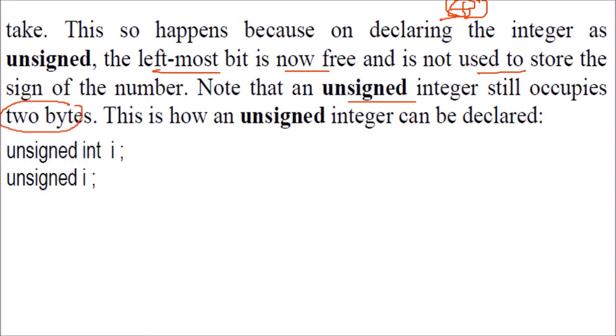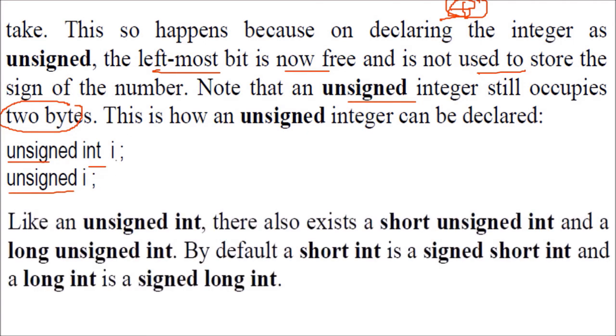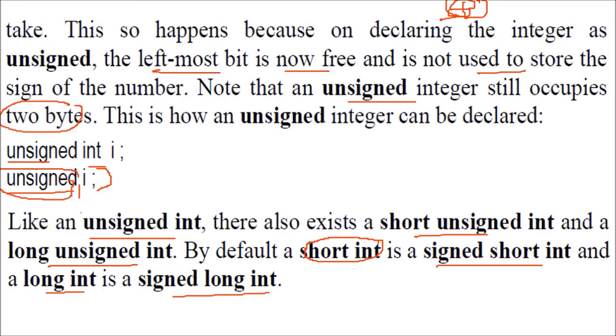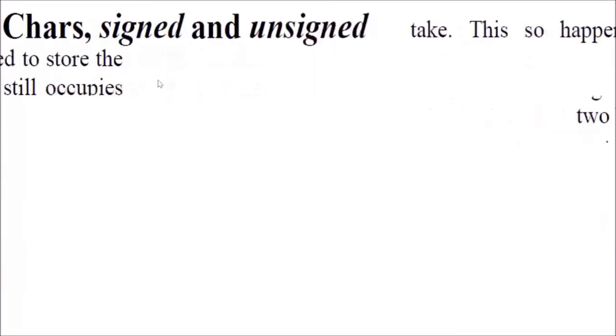So how to declare an unsigned integer? unsigned int i, or unsigned i. You don't need to put int. This is the shorthand form. Like the unsigned integer, you have short unsigned integer and long unsigned integer. By default, a short integer is a signed short integer, and by default a long integer is a signed long integer. If you want to make it unsigned, you have to specifically write unsigned, otherwise it will be signed.